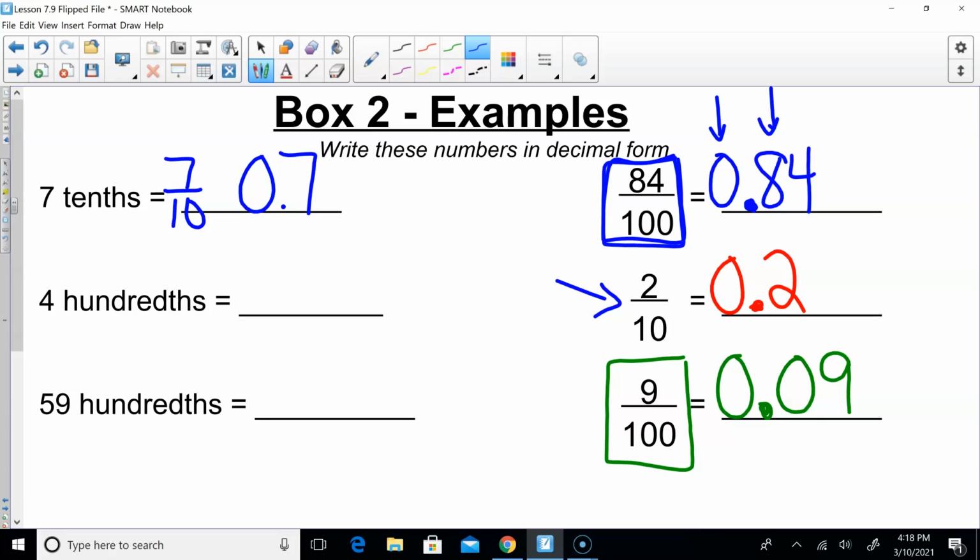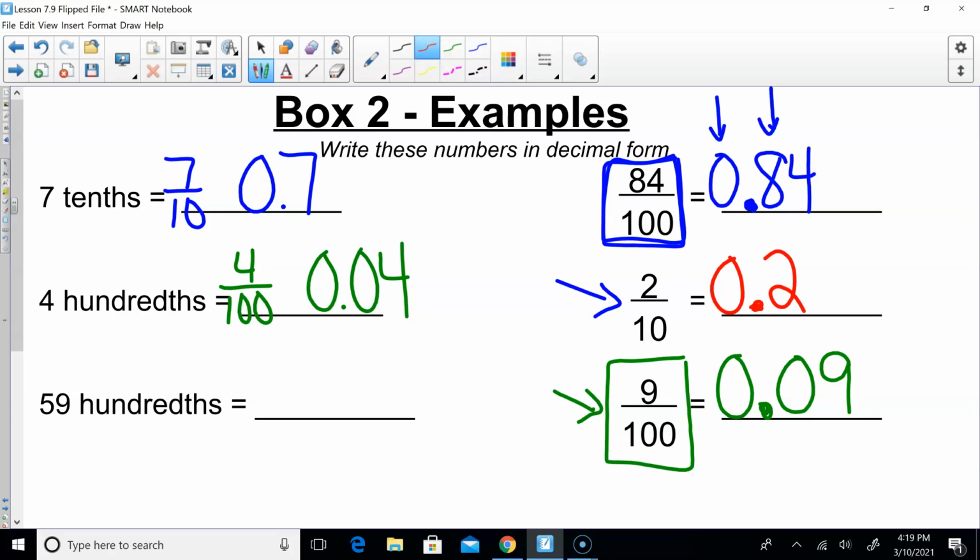4 hundredths. So if I put 4 over 100, that would be what my number looks like. That reminds me of this problem right here that we just wrote down. So that would be 0.04. Because I would have 4 pennies, and 4 pennies is worth 4 cents, and that is how we would write 4 cents.